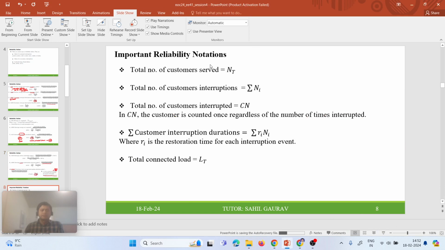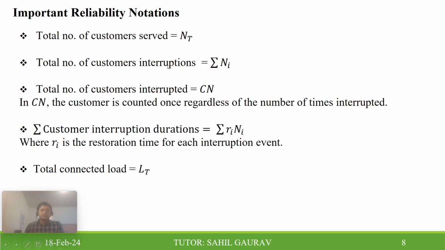So these are the important reliability notations. We are using notations like the total number of customers served, denoted by NT, then the total number of customer interruptions, denoted by sigma Ni, and then the total number of customers interrupted, that is Cn. In Cn, the customer is counted only once regardless of the number of times interrupted. These two are a little bit confusing. Sigma Ni is always greater than Cn, because in sigma Ni, for a customer having multiple interruptions, each interruption is counted individually, while in Cn, if a customer faces interruption multiple times, the customer is counted only once. That is the difference between sigma Ni and Cn.